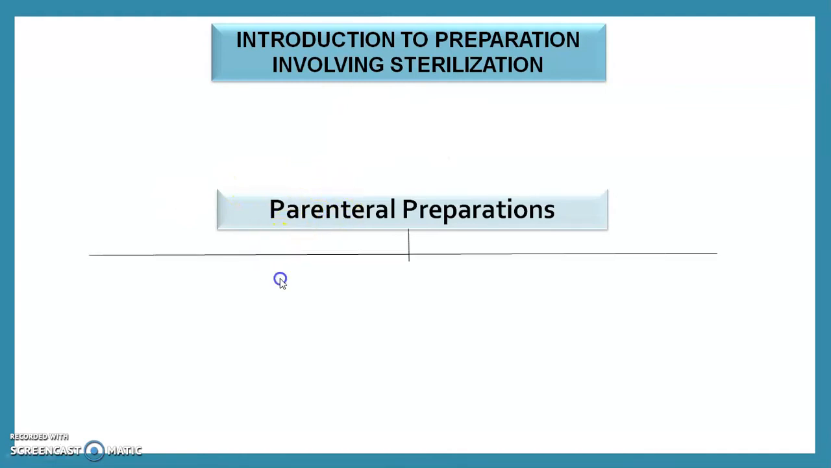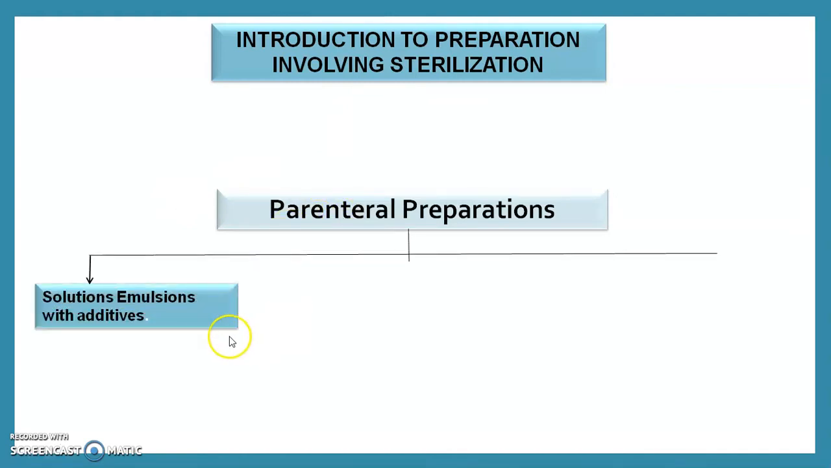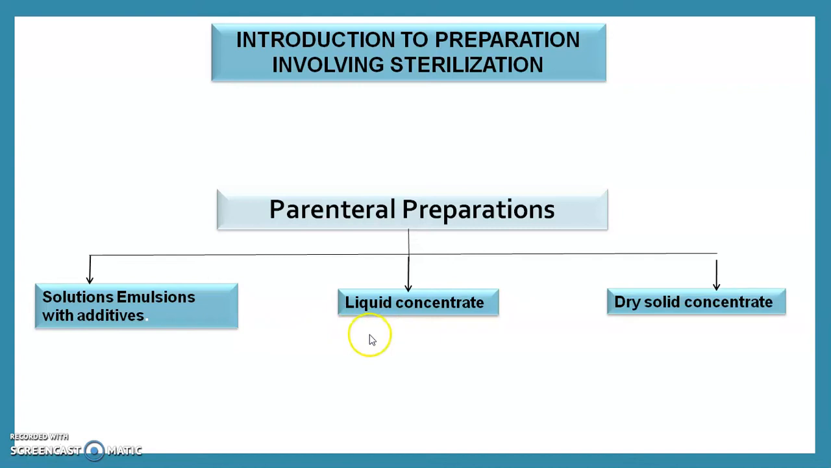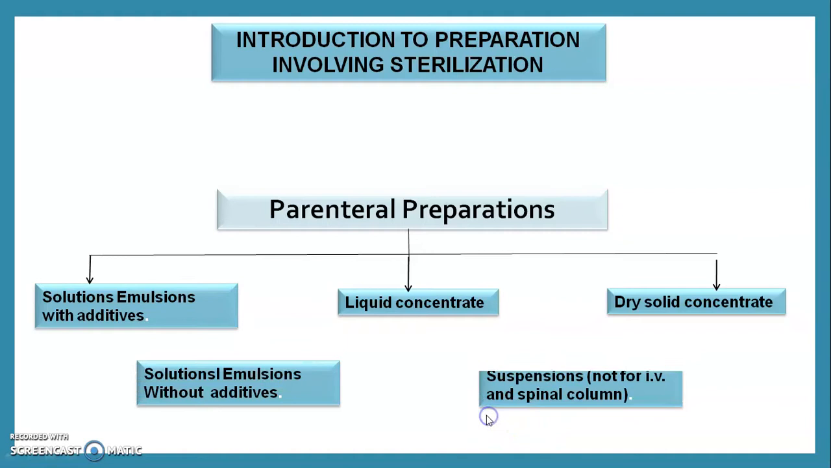Parenteral preparations are divided into solutions, emulsions with additives, liquid concentrates and dry solid concentrates. Then solutions, emulsions without additives, and suspensions not for IV and spinal column. In this way, parenteral preparations are divided into 5 categories.